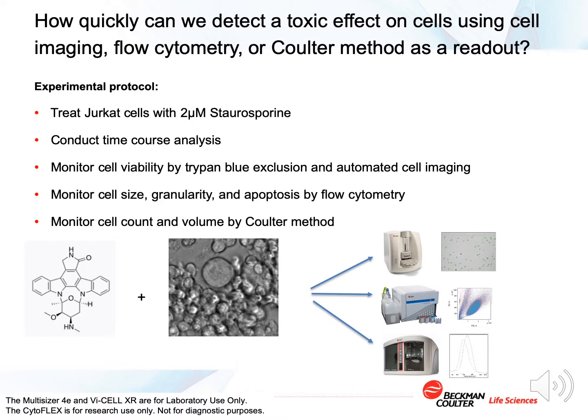In this final part of my talk, I'll discuss an experiment that we performed to highlight the acute changes in cell health that can be observed by monitoring cell volume with the Coulter method versus other commonly used cell analysis methods. In this experiment, we treated Jurkat cells with 2 micromolar staurosporine and then tracked the viability of cells with a ViCell Trypan Blue automated cell analyzer, a Cytoflex flow cytometer, and lastly a Multisizer 4E Coulter counter over a 6-hour period.